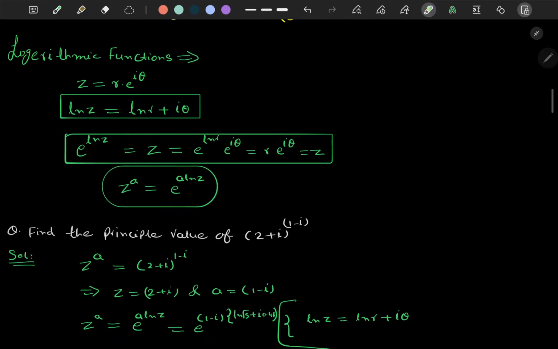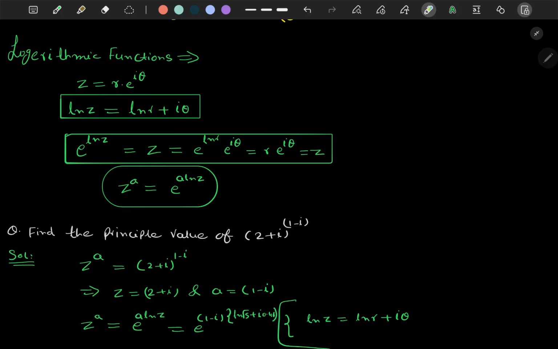Now suppose we have logarithmic functions, z equal to r raised to power e raised to power i theta. So simply take the log: log r plus log e raised to power i theta. The i will be there because log e base e is 1. You know this. So when you take the anti-log, e raised to power log z equals z. You know it very well, and it will be r raised to power e raised to power i theta. So from here we were using r times e raised to power i theta equal to z.